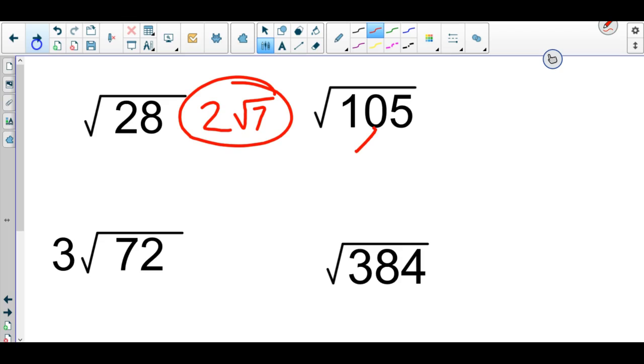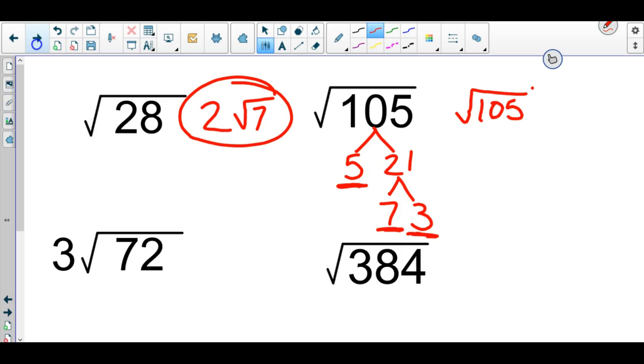105 is 5 times 20 is 100. So that's just one more 5 after that. So 5 times 21. 21 is 7 and 3. So here we have something unique happen. Our prime factors are all different, 5, 7, and 3. There are no pairs, so that can't be simplified. It just stays the square root of 105. It's already fully simplified.